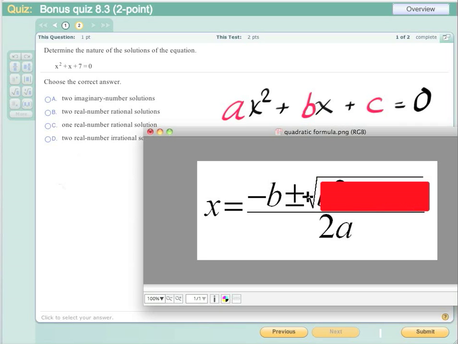Notice what we have here is plus or minus 0. And so what we're going to have here is negative b over 2a. We're going to have one solution. In other words, we're going to have a double root. It's going to be one solution, and if we were to draw this, the vertex of the parabola would be right on the x-axis. So that's one case.